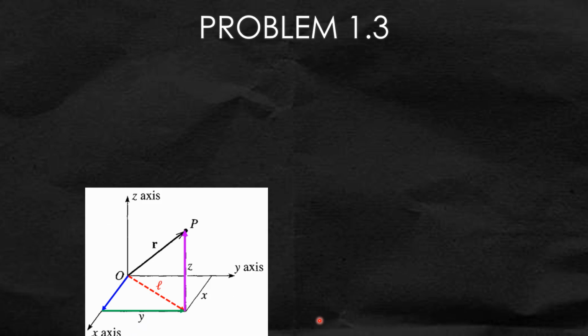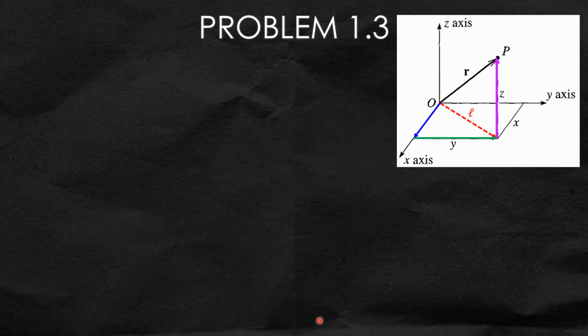So let's kick things off with problem 1.3. Picture this. You're in a three-dimensional coordinate system and you need to find the length of a vector. How do you do it? Well, we're about to see how our old friend Pythagoras comes to the rescue, not once, but twice.